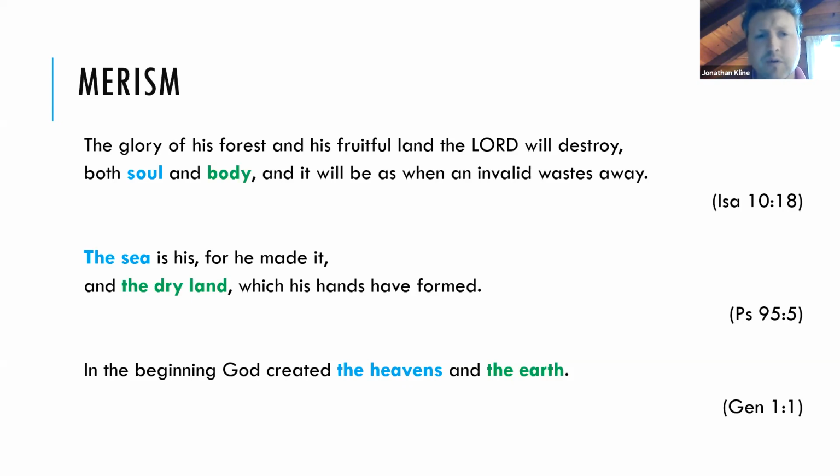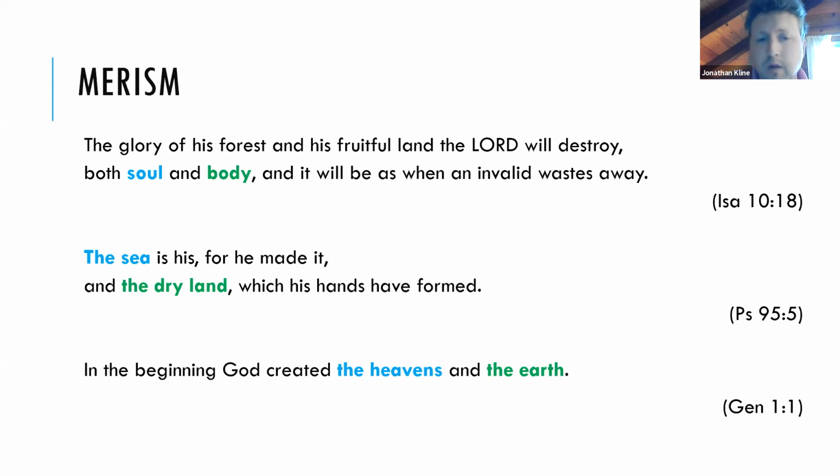Here are some examples. The glory of his forest and his fruitful land the Lord will destroy, both soul and body, and it will be as when an invalid wastes away. Both soul and body describes the whole person. God is going to destroy the whole person. Psalm 95:5, the sea is his, for he made it, and the dry land which his hands have formed. The sea and the dry land basically means God made everything. Of course, the way that Psalm 95:5 puts it is much more interesting and articulate than "God made everything." But that's the basic point.